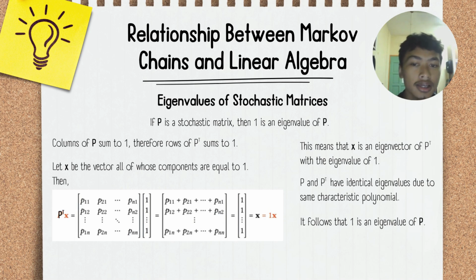For example, we can let X be the vector whose components are all equal to 1. Then P transpose times X, where X is a column of 1s, gives back X, or 1 times X. This means that X is an eigenvector of matrix P transpose with the eigenvalue of 1. P and P transpose have identical eigenvalues due to the same characteristic polynomial. Therefore, it follows that 1 is an eigenvalue of P.